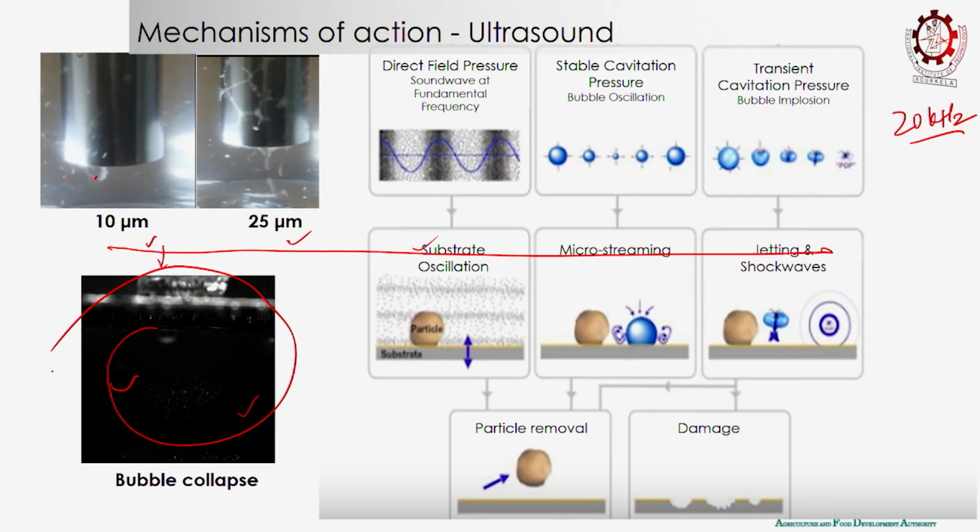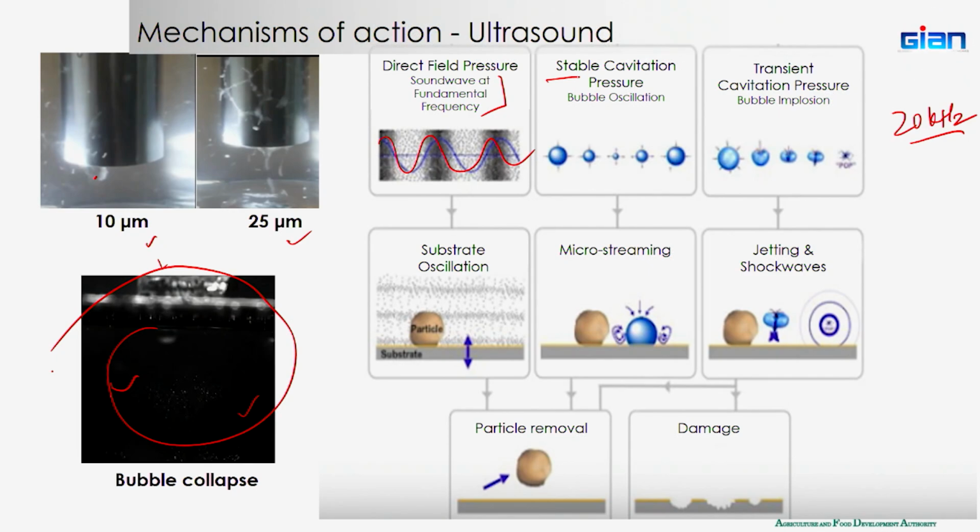Now, if you look at this particular system, when you have direct field pressure, this is simple compression and rarefaction. So nothing happens. The second way is stable cavitation, that is, cavitating bubbles are formed and they are just vibrating. Transient cavitation is when a bubble is formed and it is vibrating, exploding, imploding. So there are two types of cavitation: stable cavitation and transient cavitation.